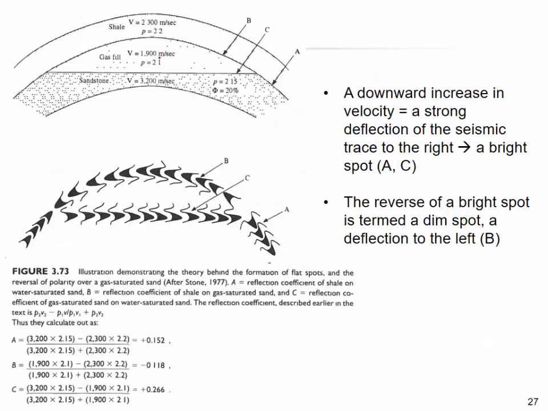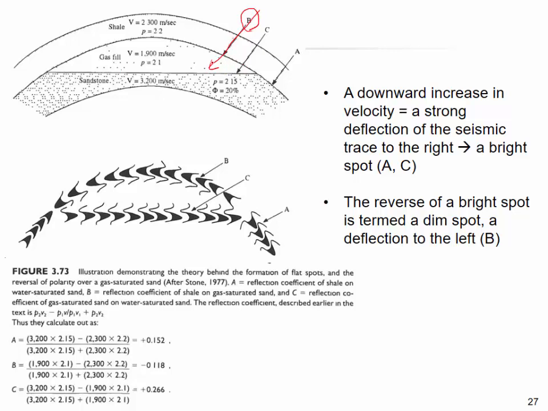Okay. So this is the one that we just saw from the experiment. And say that you have a shale with this property, the P velocity is 2,300 meters per second. And this is the sandstone filled with gas, it's 1,900 meters per second. And you have a sandstone filled with oil, that's 3,200 meters per second. So then, when you have a wave coming this direction, let's look at the B.